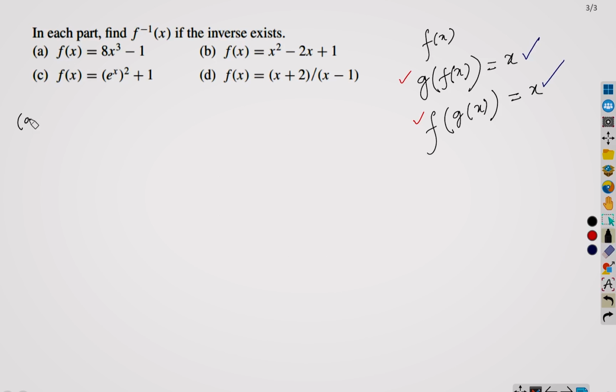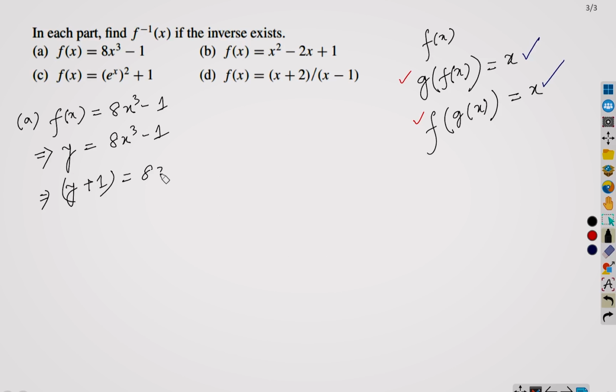Now how to solve this kind of problem? So let's start with this one. We have f(x) equals 8x cube minus 1. So we need to determine its inverse. The procedure of solving this is, we will assume f(x) equals y, equals 8x cube minus 1. Just look at how I am solving this. We will convert everything into a function of y.